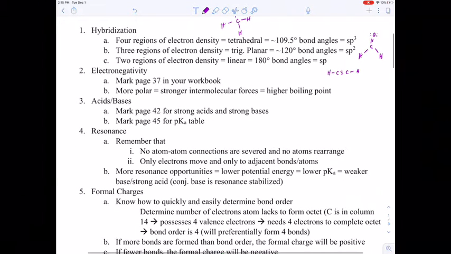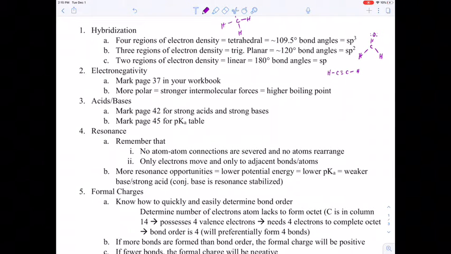Electronegativity, mark page 37 in your workbook. I think what works well is to use post-it notes, sticky notes, or some kind of paper where you can write things on the tabs, so then you can know exactly where to find it in your workbook. So page 37 has the periodic table with all the electronegativities you could ever need. So you'll want to do that.